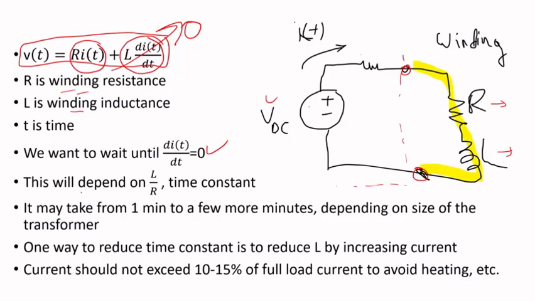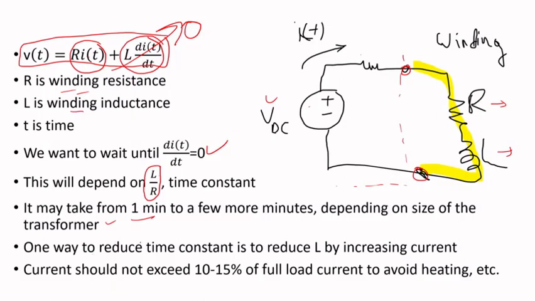But the problem is this will depend on the time constant, inductance divided by resistance. For large transformers, inductance might be very large. So it's going to affect how long it takes for the current to reach steady state. So it depends, really depends. Just to get an idea, it might take a minute, for instance, to probably 5 minutes or even more, or less. It depends on the size of the transformer.